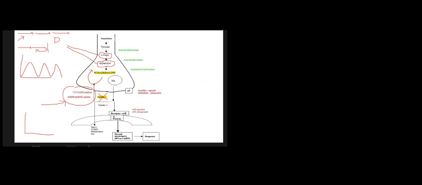So cocaine, amphetamines, and antidepressants all work on uptake one. So this is to do with depression. This is to do with dopamine release and control of dopamine release. So there's a link we'll come back to. So that's all to do with uptake one.